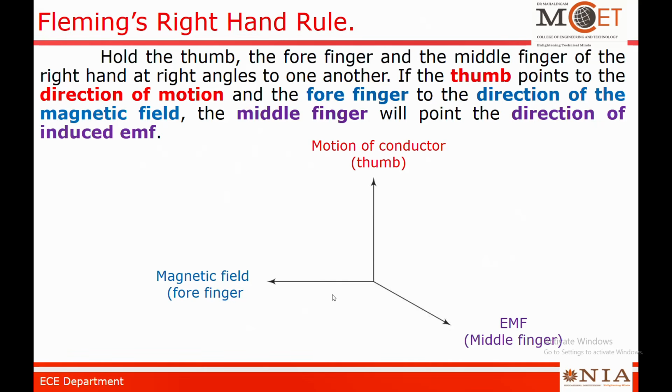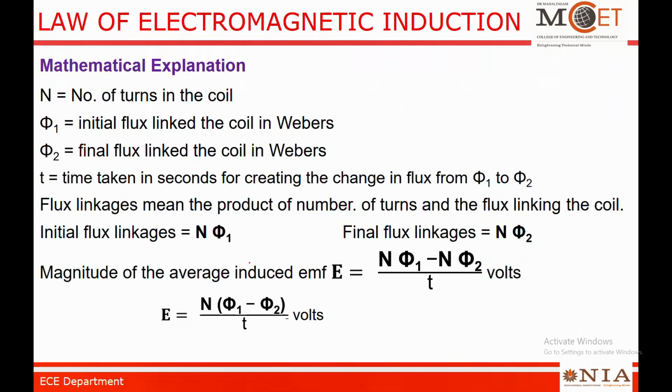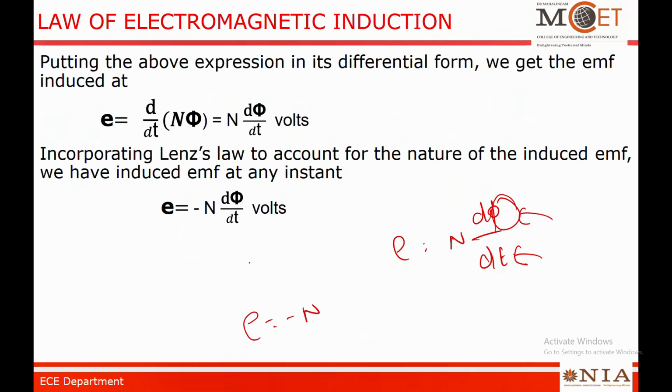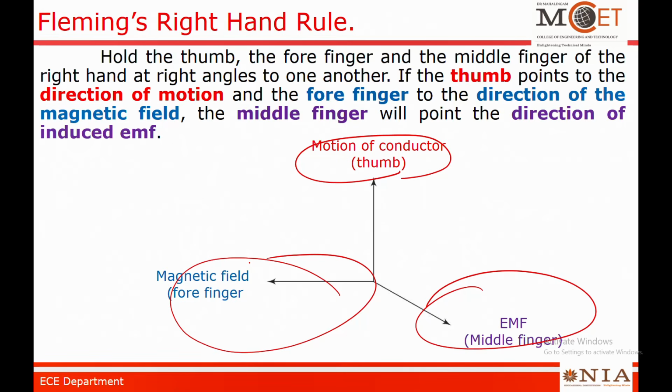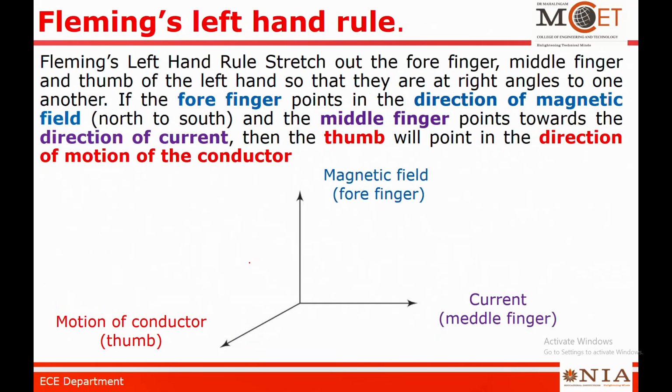Now we are going to consider Fleming's right hand rule. Here the thumb indicates the motion of the conductor, the middle finger indicates the EMF, and the forefinger indicates the magnetic field. In the left hand rule, the forefinger also indicates the magnetic field, and the thumb indicates the motion of the conductor, the same as in the right hand rule.